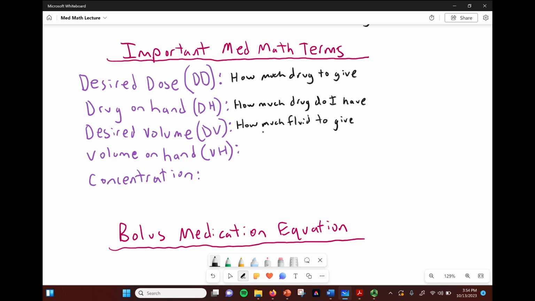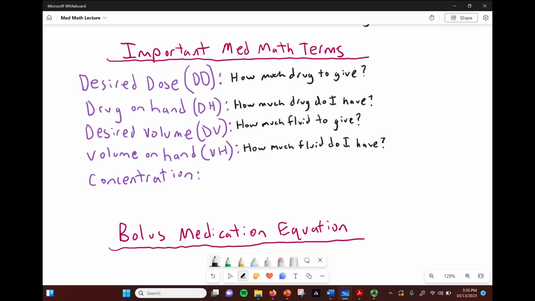Again, your vials of medication will have an amount of drug and an amount of fluid, and that's the volume on hand: how much fluid do I have? I should put question marks at the end of all of these, shouldn't I? These are questions. How much do I have?